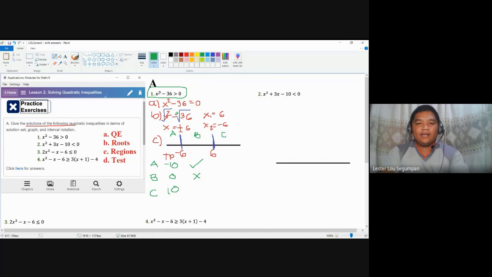If it's 10, the square of 10 is 100 minus 36. It's greater than 0. Even if you use 7 here, it's still greater than 0. So what does it tell us? The check marks are the regions that are actually containing the solutions to quadratic inequalities. And what are these regions here? The regions below -6 and the regions above +6. This is actually already your graph.